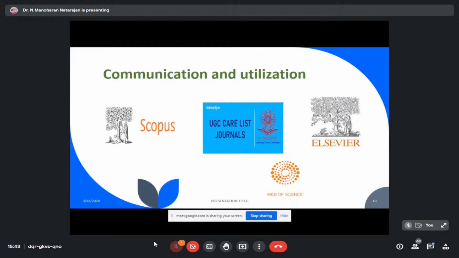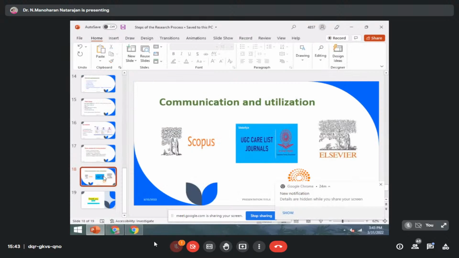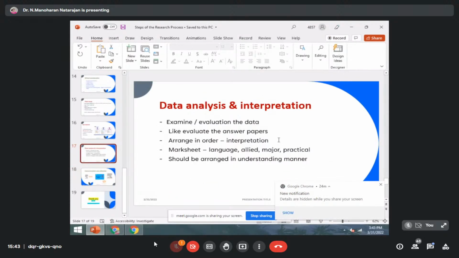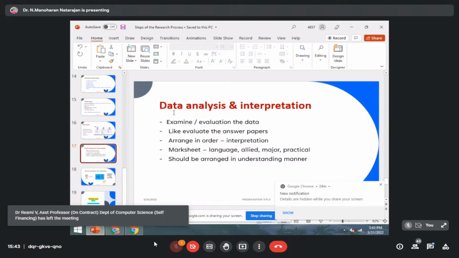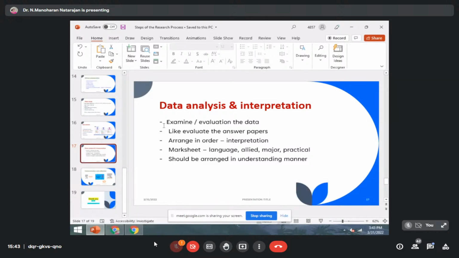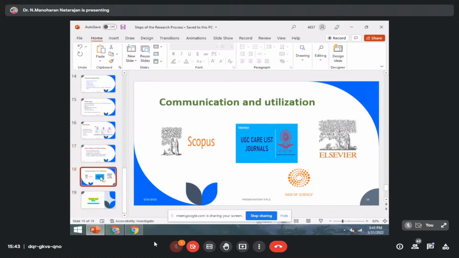Next one. After everything is over, in that previous slide we have data interpretation, and we have formed the data. The data has been analyzed and interpreted, and we got a solution. That solution has to be published, so that we get positive or negative remarks.